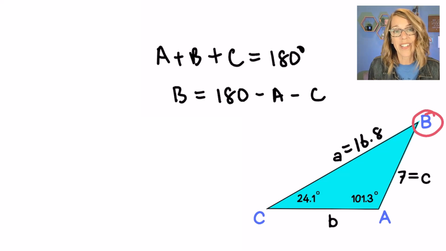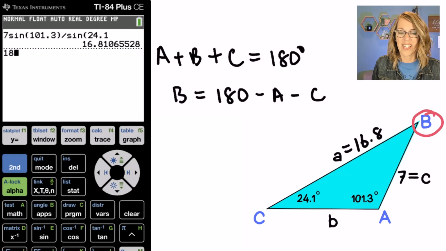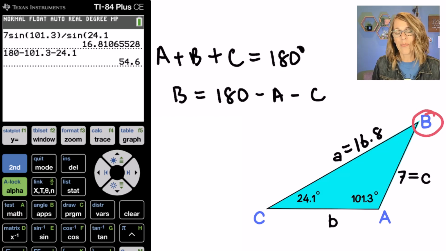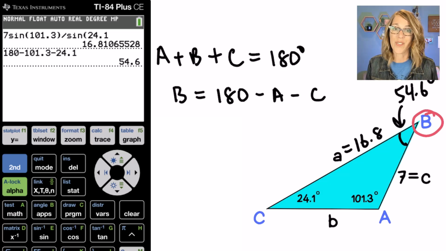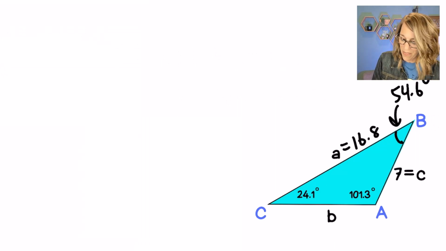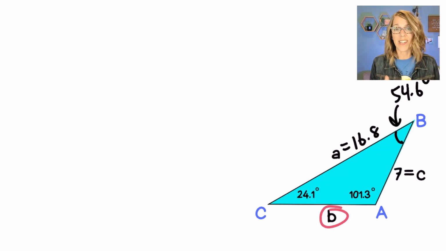Let's go ahead and grab that calculator again. 180 minus angle A. Angle A is 101.3. Minus angle C, which is 24.1, and we end up with angle B, which is 54.6. I'm going to add that to my triangle as well. So angle B is 54.6 degrees. All I've got left to find now is side B.